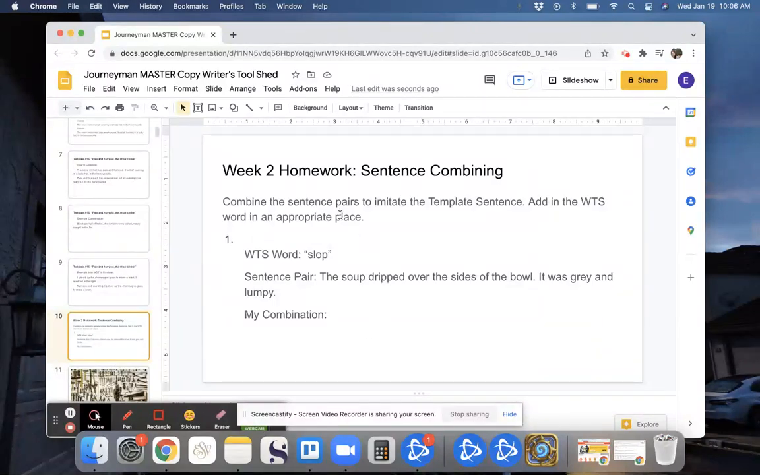So give it a try this week. You're going to do your sentence combining. You have your Writer's Toolshed word to include, and you have your sentence pair that you're going to combine following the template.